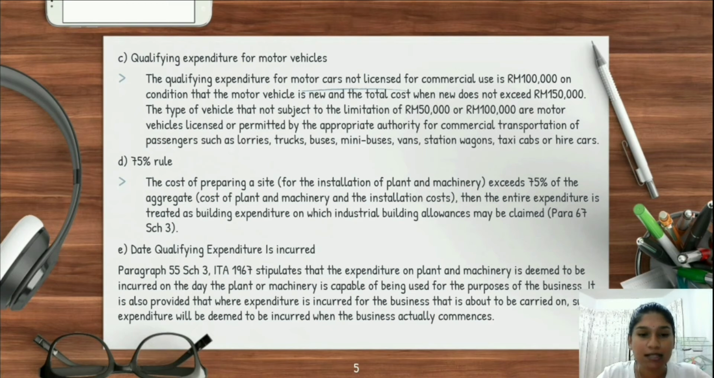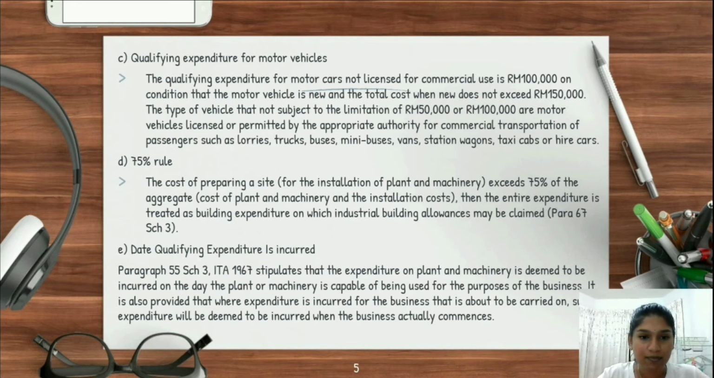D. 75% rule. If the cost of preparing a site for the installation of plant and machinery exceeds 75% of the aggregate cost of plant and machinery and the installation cost, then the entire expenditure is treated as building expenditure on which industrial building allowances may be claimed.